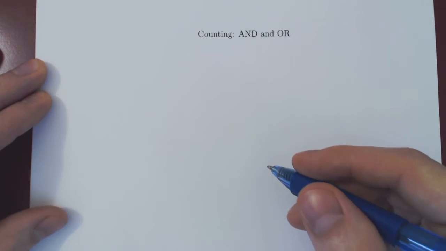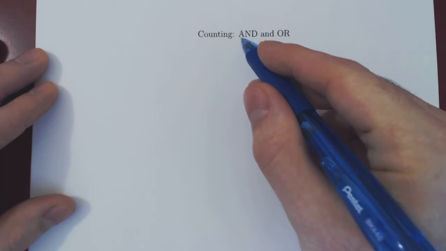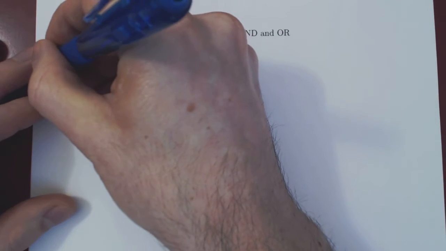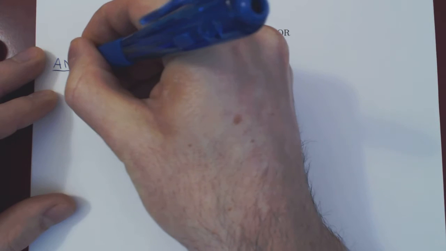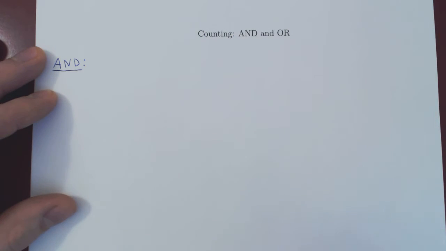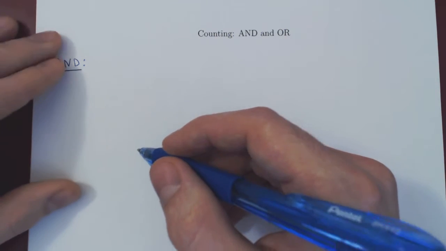Okay, so in this video, we will consider two key words in counting: and, or. So let's start with the first, and. When we use the word and, what we mean is a sequence of choices. So we'll select something, then something else, then something else. And so it really represents a sequence of several choices.